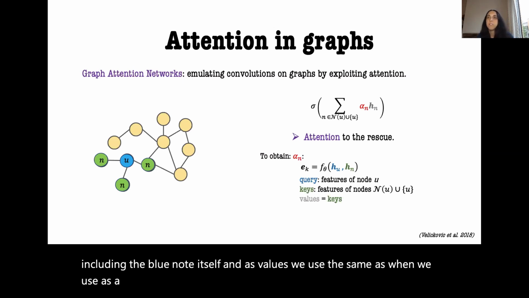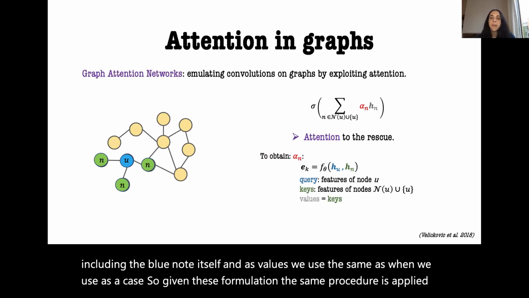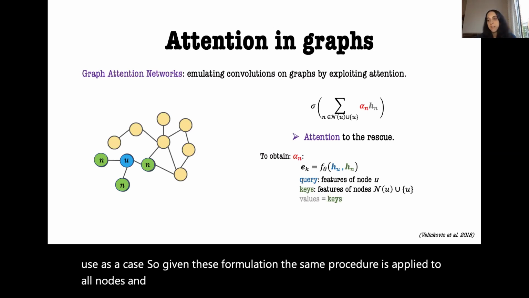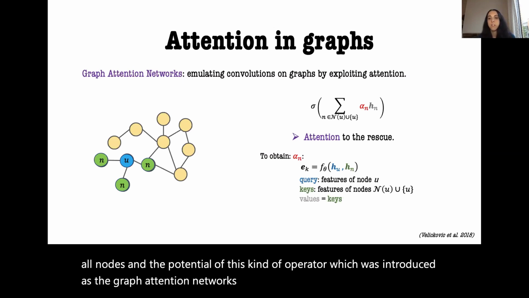Given this formulation, the same procedure is applied to all nodes. And the potential of this kind of operator, which was introduced as the graph attention networks, was tested on several node classification tasks.